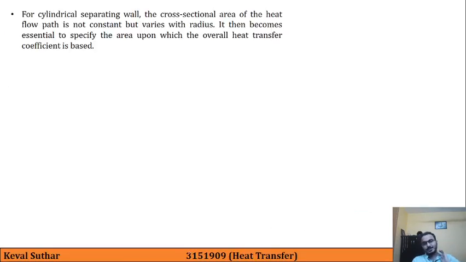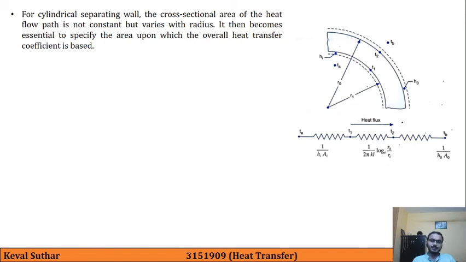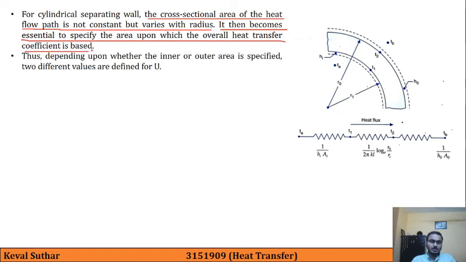Now the second case is for the cylindrical separating wall. In this case, the cross sectional area of the heat flow path is not constant but varies with the radius. As we have seen for cylindrical and spherical surfaces, the area keeps changing with radius. Now it becomes necessary to specify the area upon which the overall heat transfer coefficient is based. So here we have two different values of U, one based on the inner area and the second based on the outer area.